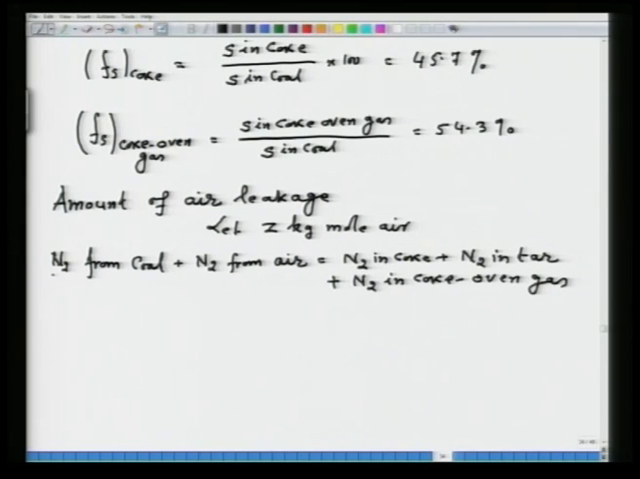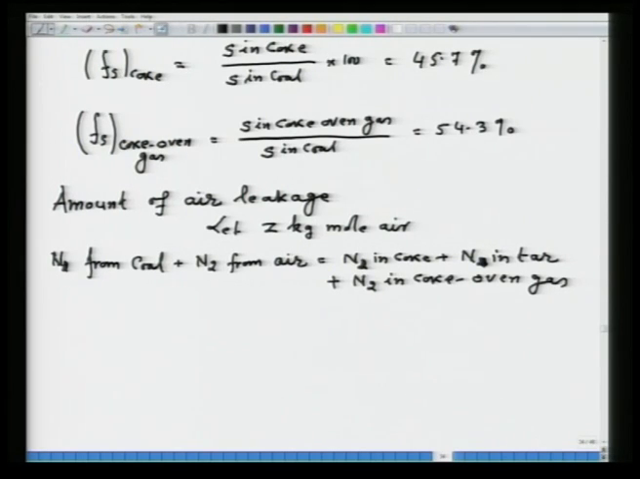Now, essentially the N2 symbol is for gas, but in coal it is present only as N. So, I will put nitrogen from coal, it is N. Similarly, nitrogen in coke is N, tar it is also N, and N2 is present as a gas in the coke oven gas. Because in coal, coke and tar, nitrogen is present in the elemental form, in gases it is as N2. So, that is why I deleted this N2, this N.